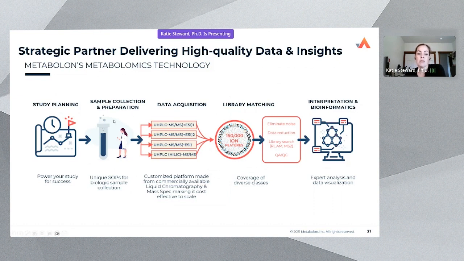We have 4 different methods that we're running in the lab. So 4 different LCMS methods. We're all mass spec based. So we have different chromatography methods that are utilized to help best capture different classes of metabolites. So we're really covering that and capturing as much as possible.